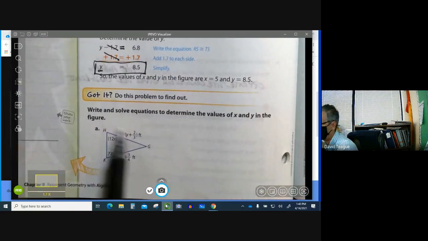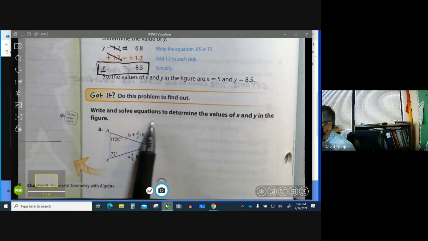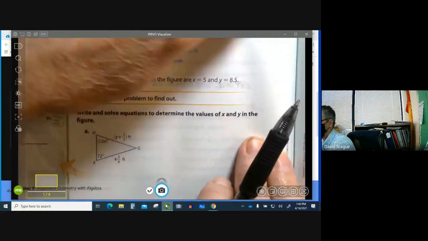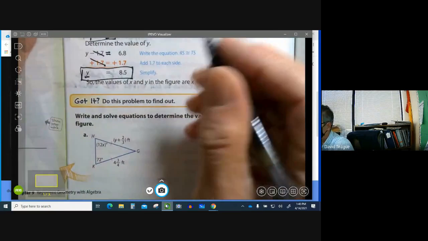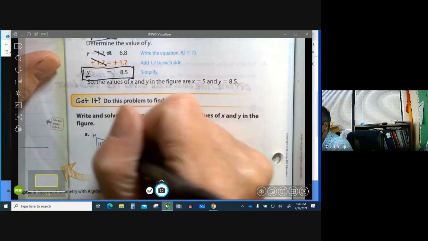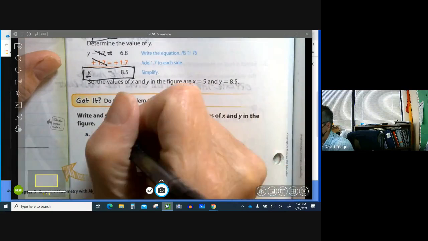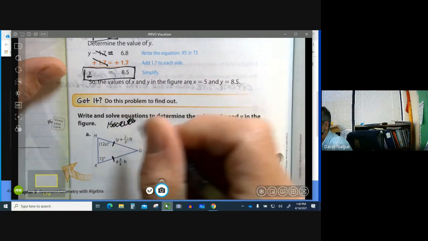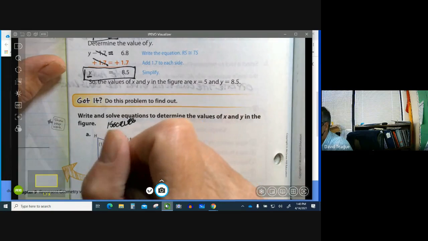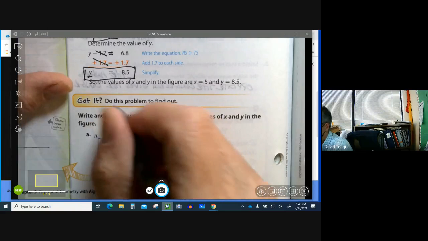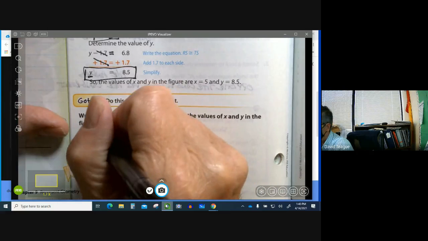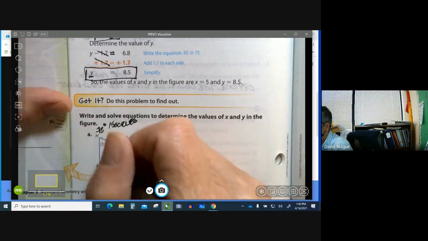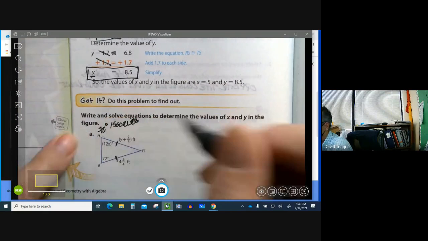Okay, so at the bottom of the page, it says write and solve equations to determine the values of x and y in the figure. Okay, so let's look at our figure. Let's see what it's telling us. So we know this is congruent and this is congruent. So we know we have an isosceles triangle. And since we know the angle opposite a congruent side is the same as the other angle, we know this angle is 72 degrees. So this is the same. This is 72 degrees, that's 72 degrees.